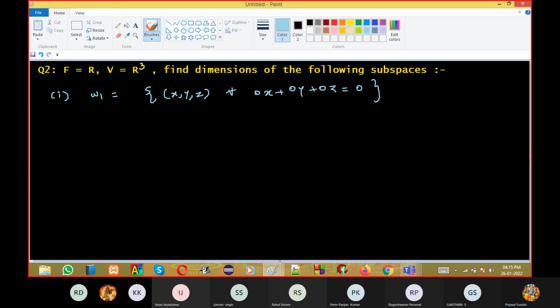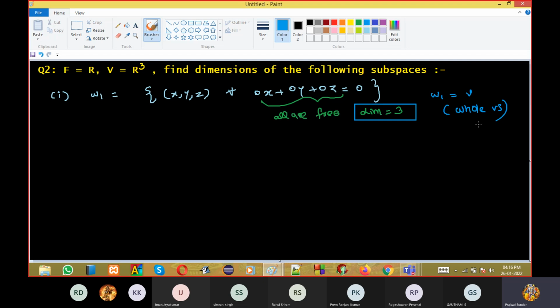3. Very good. Why? Because this essentially means that all are free, meaning the dimension is 3. Actually, if you observe carefully, this is the whole vector space. W1 is the whole vector space, not even a proper subspace. Any doubt, keep asking.